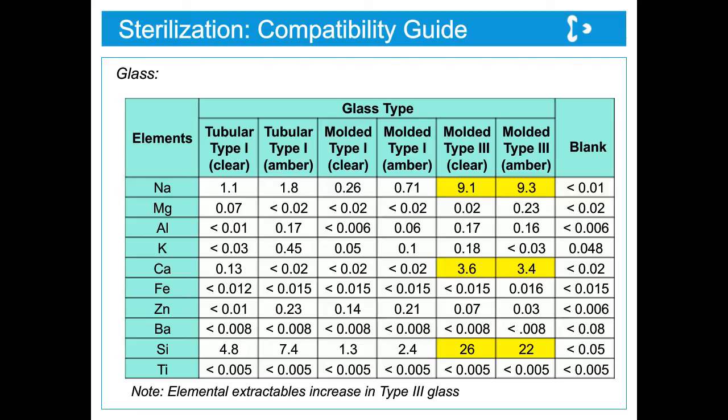autoclaved it for 60 minutes at 121 degrees Celsius. And what happens here, I put it through an analytical test known as ICP-OES, which stands for Inductively Coupled Plasma Optical Emission Spectroscopy. And you can see that the elemental extractables for sodium, calcium, and silicon are much more in type 3 glass, I have this highlighted in yellow, than in type 1 glass. So again, it's just showing you that the steam sterilization can affect the extractable profile in type 3 glass. And the results of this are all in parts per million.